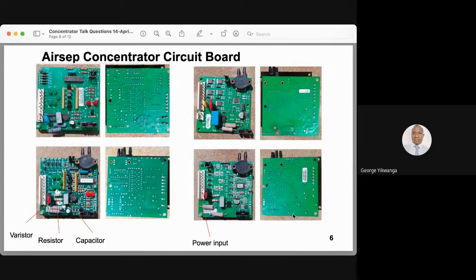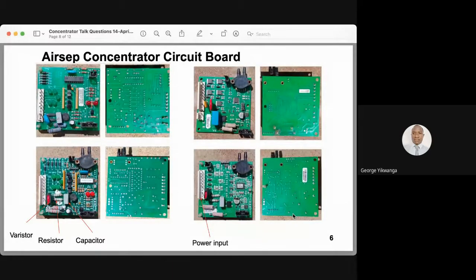As you can see in the graphics, on the top left, that's one design of an AirSep concentrator circuit board. On the top right, that's another type, so that's the front and the back of the circuit board. Down there, you can also see another circuit board for the same AirSep. And on the bottom right picture, that's another design of the circuit board. So basically in this graphic, you can see we have 4 types of circuit board, but all of them are for AirSep.